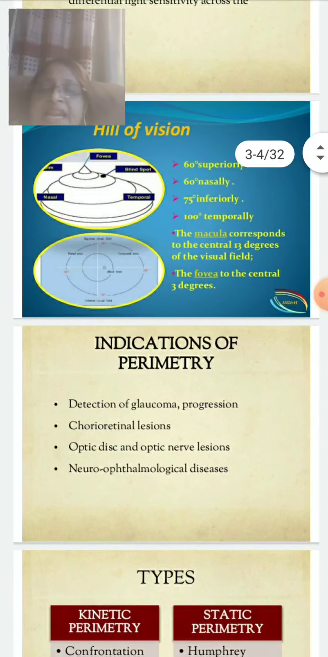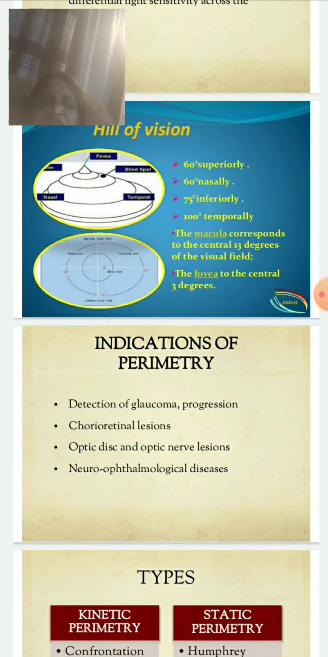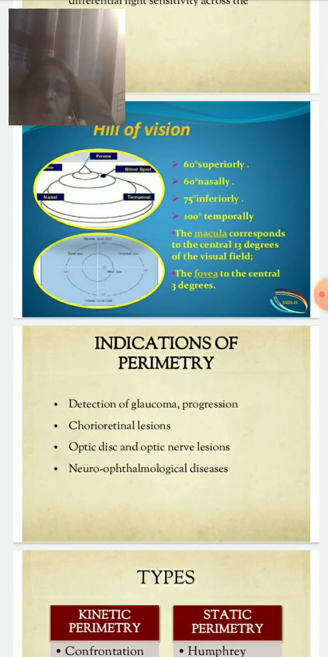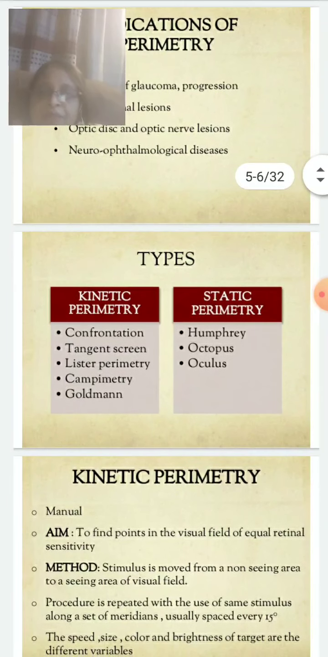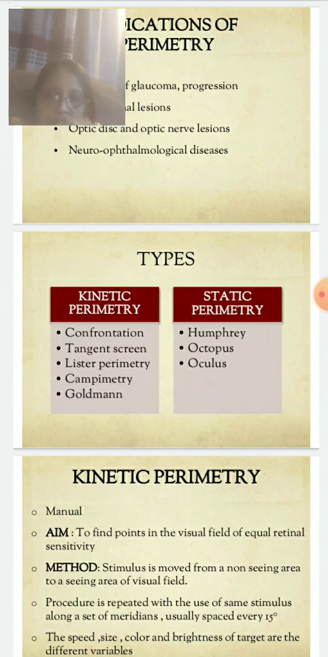So, what are the indications of perimetry? The indications of perimetry are to detect glaucoma, glaucoma progression, chorioretinal lesions, optic disc and optic nerve lesions, and neuro-ophthalmic diseases. These are the indications of perimetry. So, what are the types of perimetry? There are two types, kinetic perimetry and static perimetry.